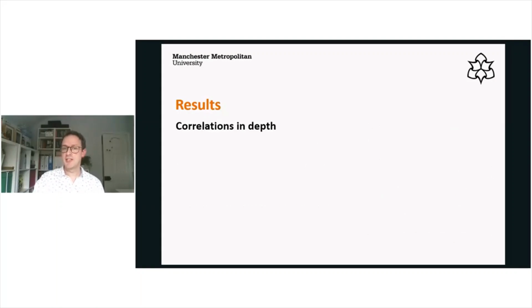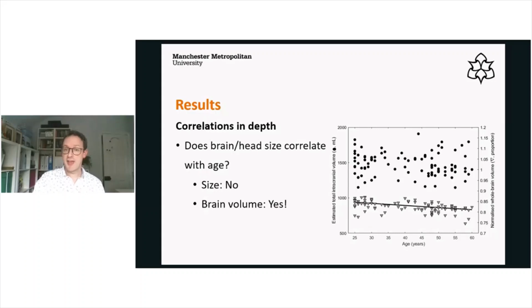Now, thinking about correlations in depth, one thing that will be a good sanity check is whether brain or head size correlates with age. The size of the head does not correlate with age, so your head does not shrink or grow as you get older. But your brain volume does. In fact, it declines in volume at about 1 milliliter per year, terrifyingly. What does that mean? Effectively, that means that your brain is shrinking away from your skull. So you would need to turn your stimulator up a little bit for each additional year of age.